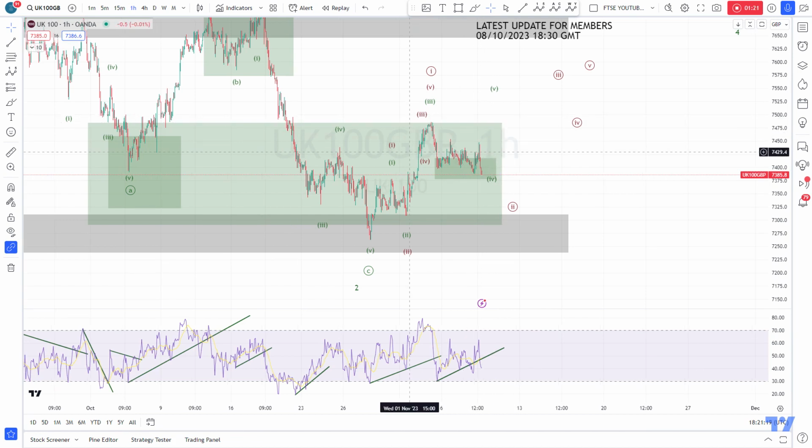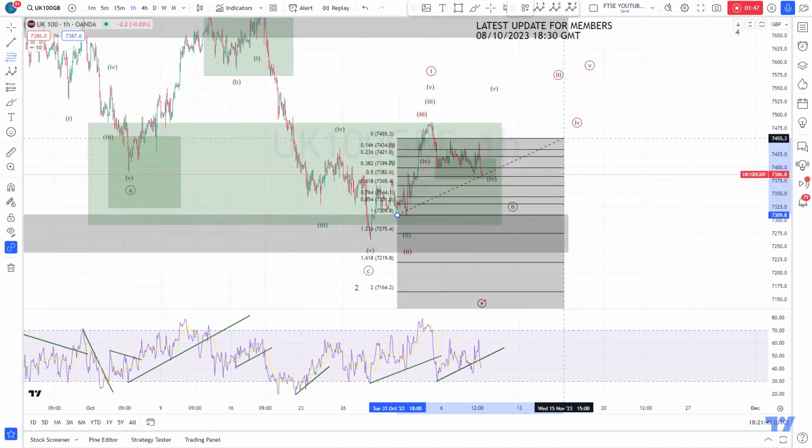And in my previous video, I told you here on the 1 hour, I'm looking for an impulse from this low as indicated here in green. So this is then our wave 1, this wave 2, this wave 3 right here. So now I think we are working on the wave 4. As you can see, we are in the wave 4 area.